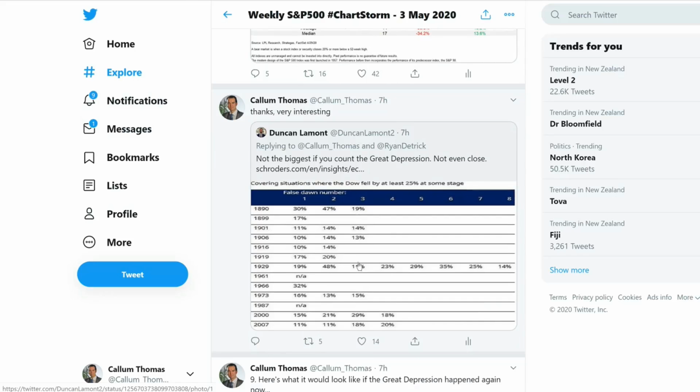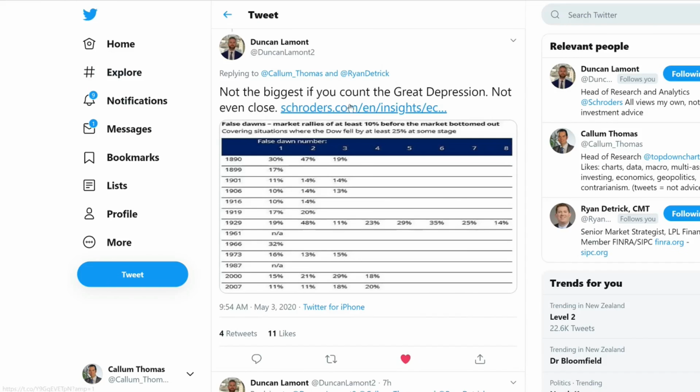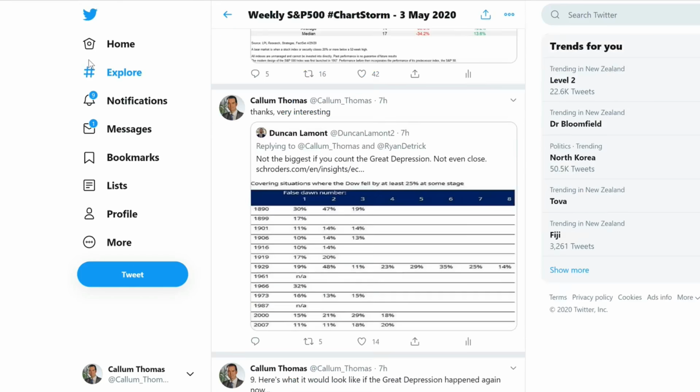And by the way, it's not actually the biggest rebound, not even close, as Duncan Lamont points out. He's done some work there, so again, there goes the link. You can read it on your own time.